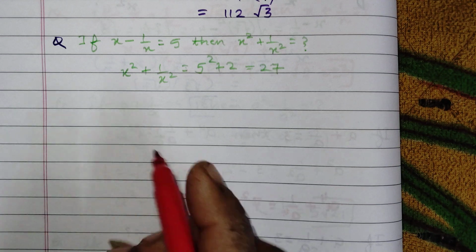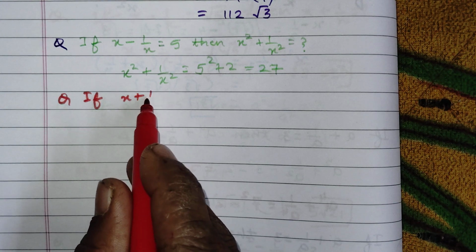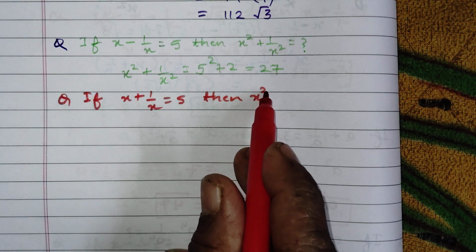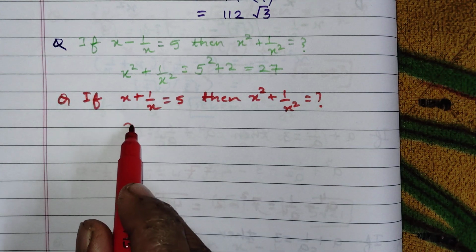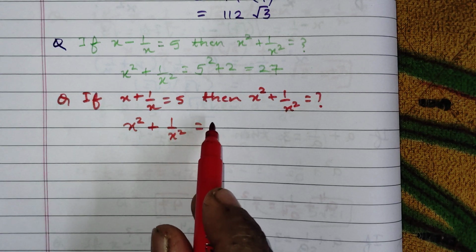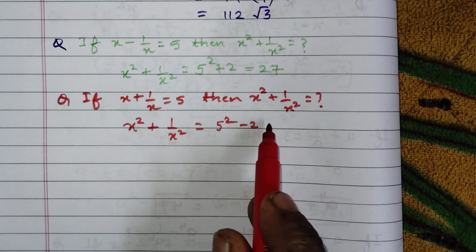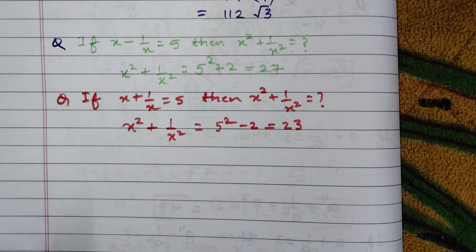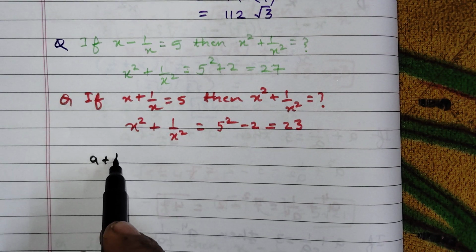Next question is, if x plus 1 upon x is 5, then find x square plus 1 upon x square. So squaring both sides, it will give us x square plus 1 upon x square equal to 5 square. Since there is a plus, we write minus 2 here. So 25 minus 2, 23 is the answer.